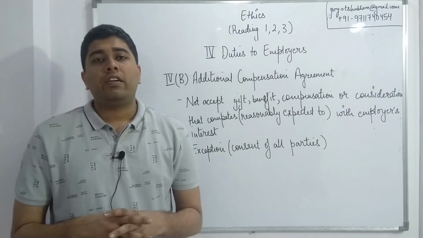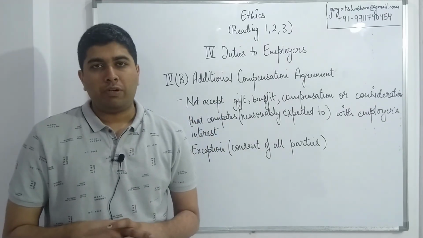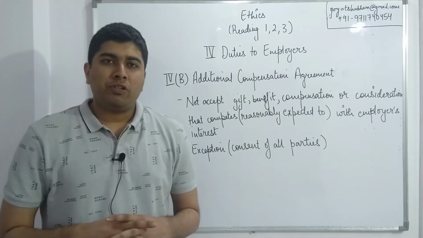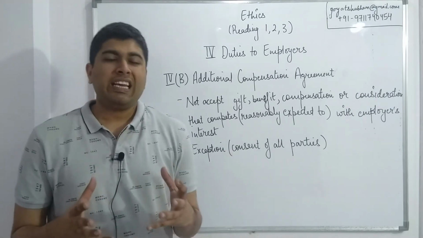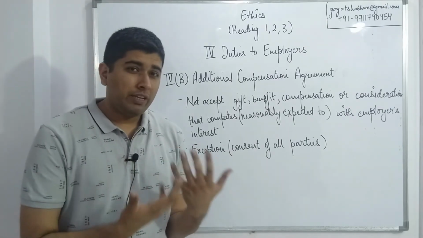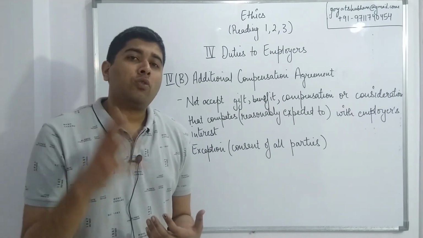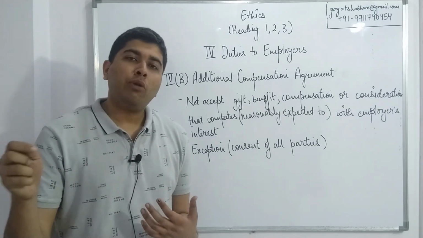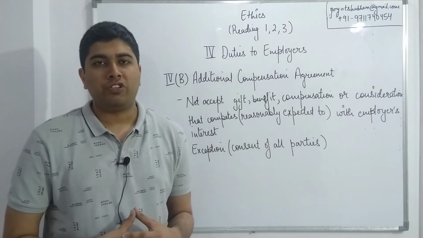And in general, the standard is simply saying you should not be accepting any such payments. Now, there is one exception to this general rule. That exception is talking about a case where I, as an employee, might be getting some additional compensation, and I have also disclosed the same to the employer, and the employer himself has also agreed to that additional compensation.